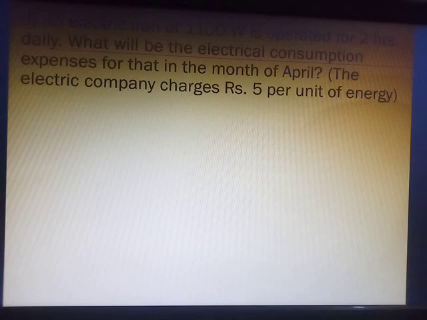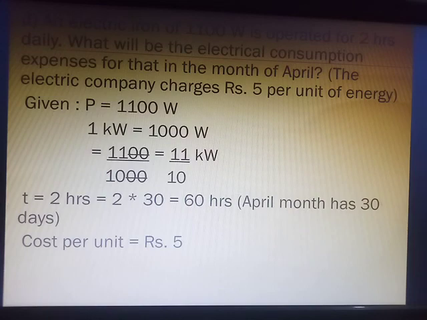Now they have given the consumption of electric iron's power. For 2 hours daily, that electric iron of power 1100 watts is operated. What will be the electrical consumption expenses for that in the month of April? Now here you are going to use the concept that month of April has how many days. So that number of days multiplied by power used per day you are going to calculate.